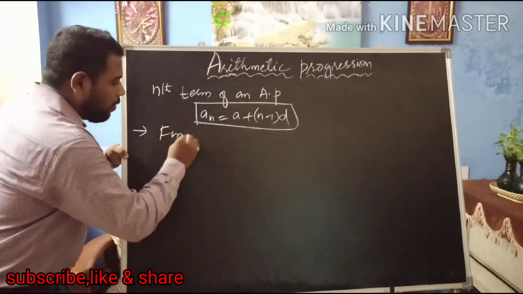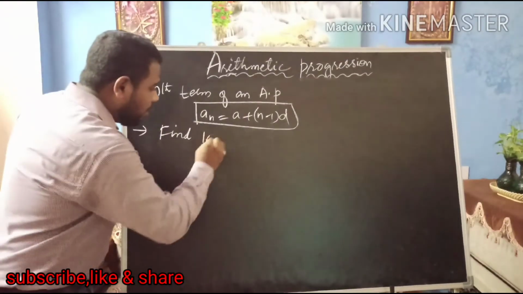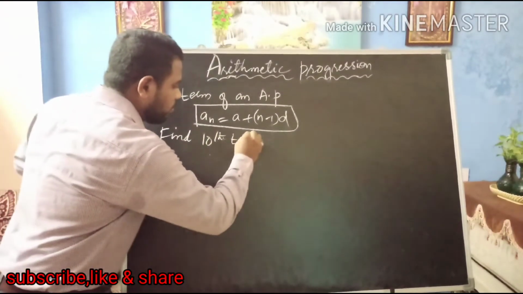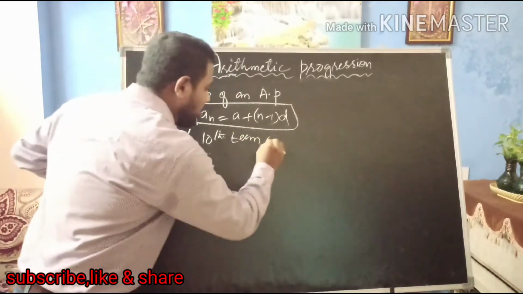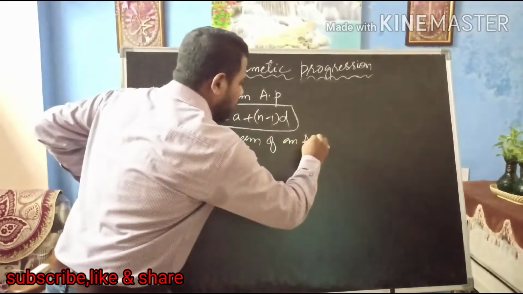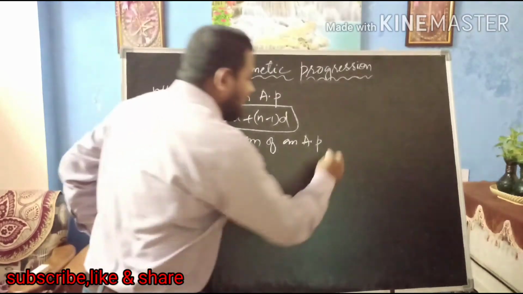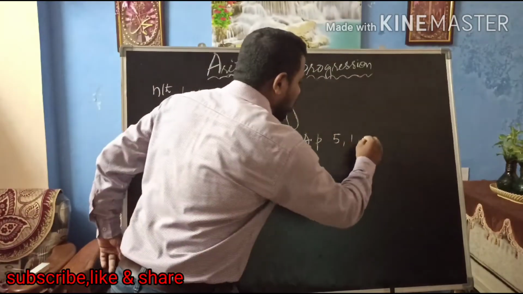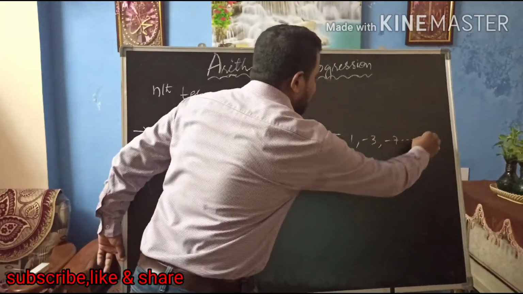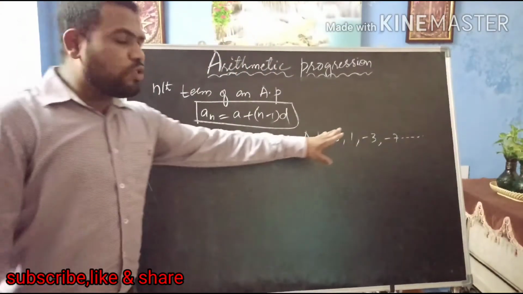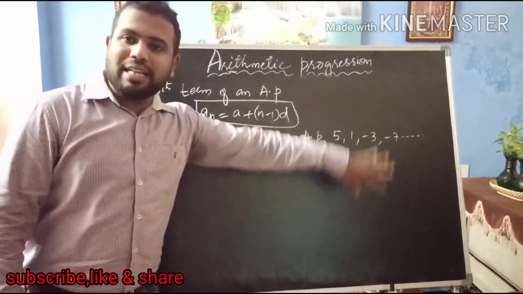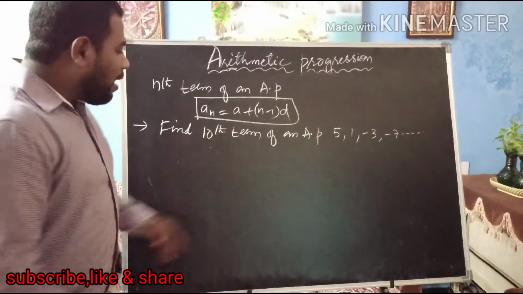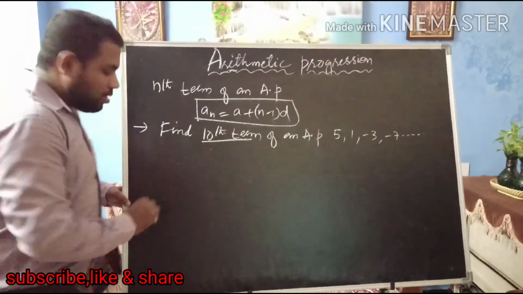Find the 10th term of an AP, where the series is given as 5, 1, minus 3, minus 7, and so on. The series is very simple: 5, 1, minus 3, minus 7. Here we have to find the 10th term.